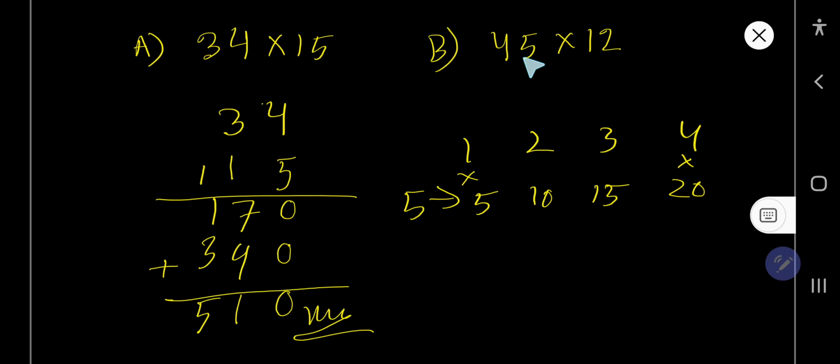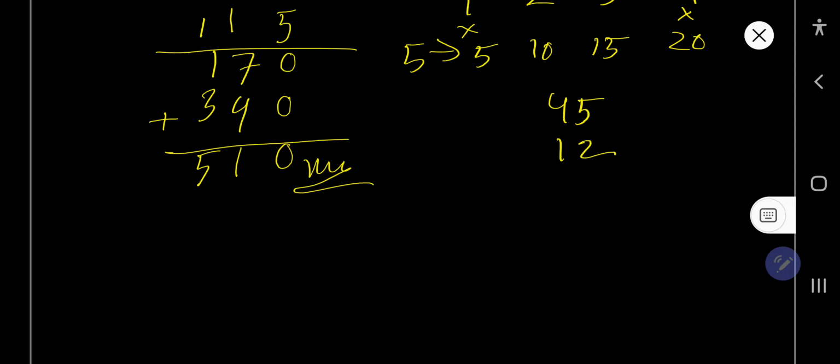Let us consider this example: 45 and then 12. So look, multiply this 2 by 5. 2 times 5, 10. Write 0, carry over 1. 2 times 4, 8, plus 1, 9.